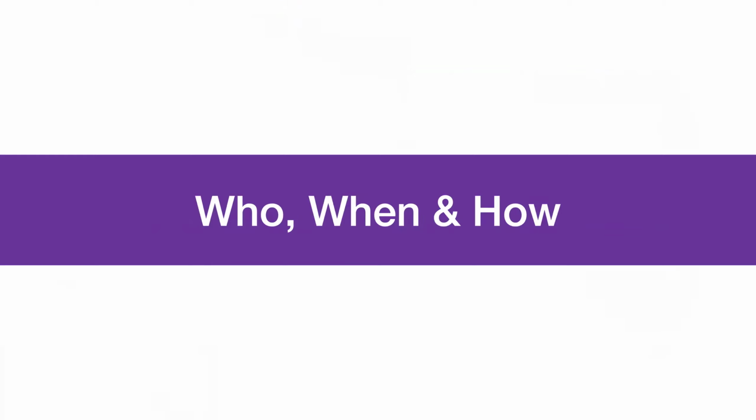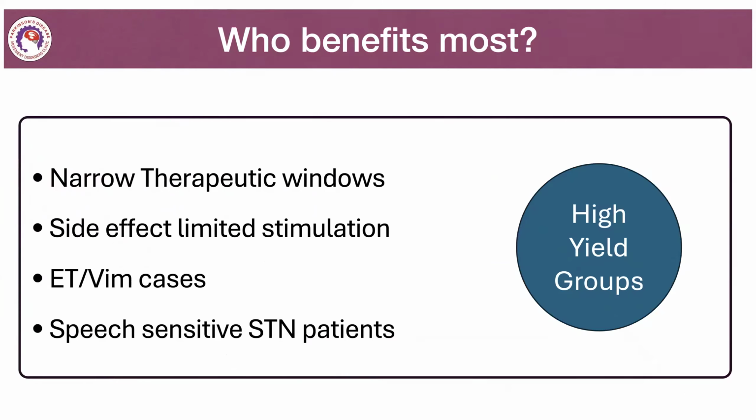So the final Kipling's questions: who, when, and how. Who benefits from directionality the most? These are the high yield groups. Patients with narrow therapeutic windows, where directionality works to significantly improve clinical outcomes. It helps in side effect limited stimulation. If the electrode is sitting just at the edge of the subthalamus and giving a capsular effect, you can manage that. If it is sitting more medially, giving more limbic effects, you can utilize it to change the direction of the currents.